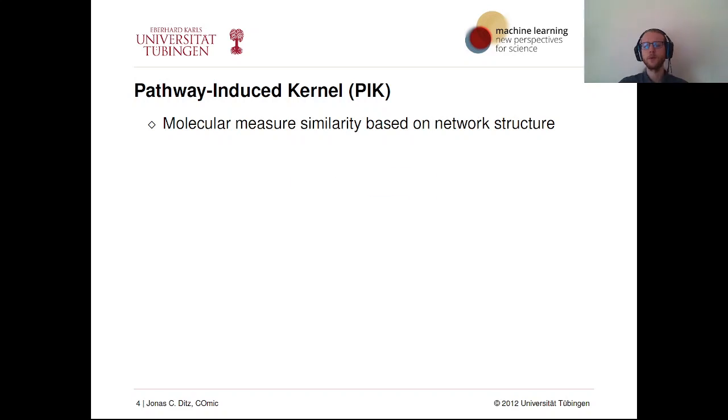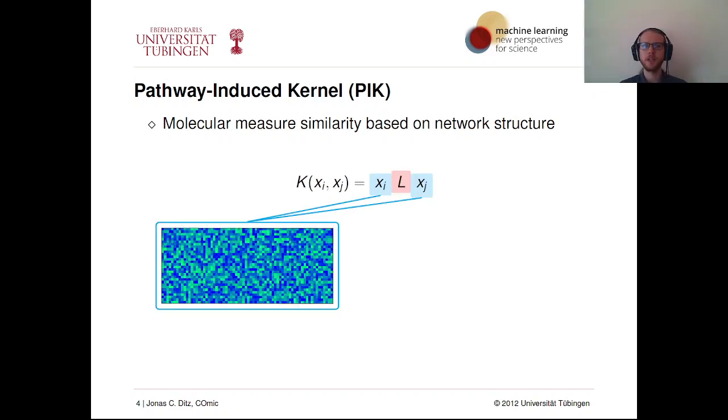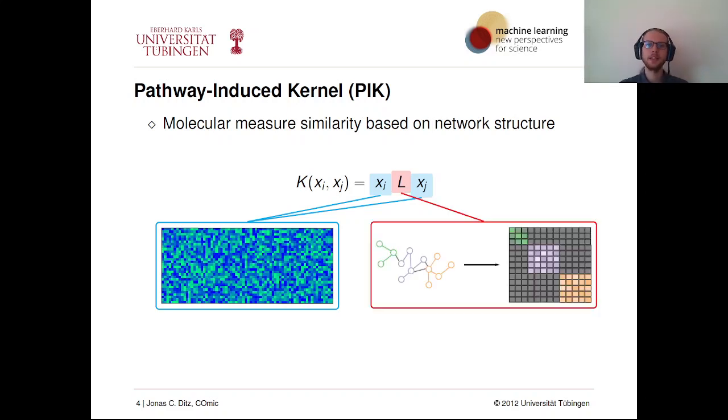It's defined in the following way. For two inputs, x_i and x_j, which are just tabular omics data, we use a Laplacian matrix to compute the similarity of these two measures. A Laplacian matrix is just a matrix that encodes the structure of a network. And this Laplacian is the point where we introduce prior knowledge into our kernel function by utilizing a biologically meaningful network, for example, an interaction network.